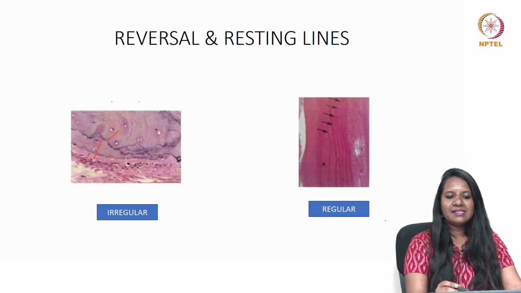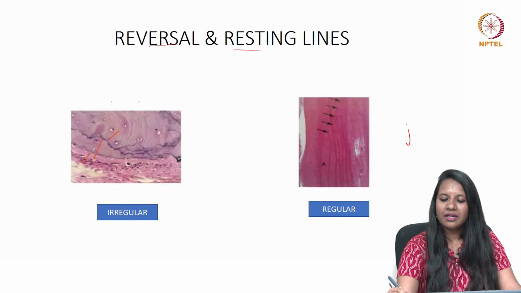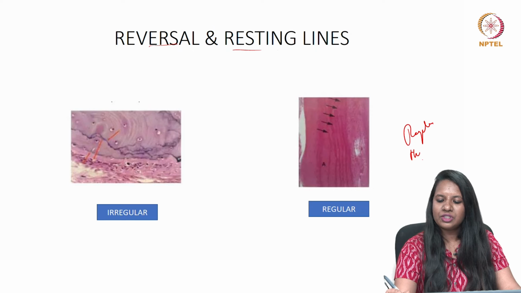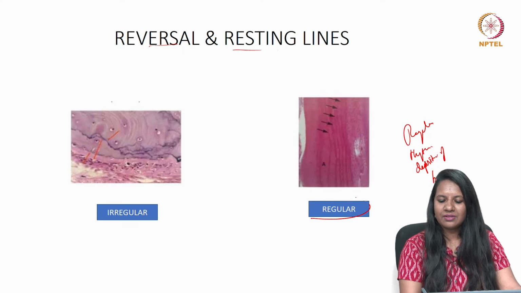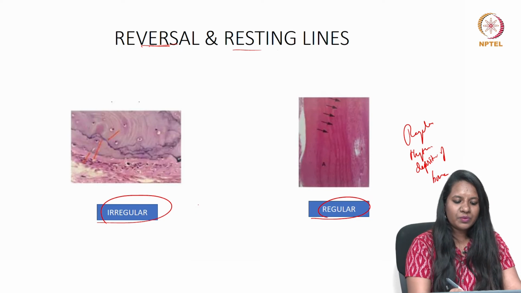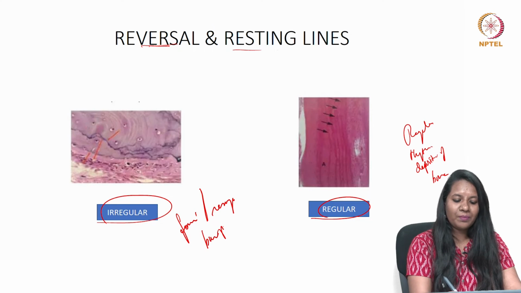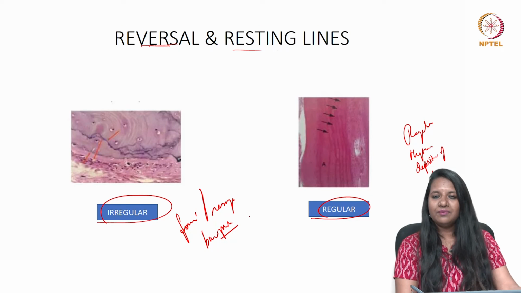So moving to the reversal and resting line. Resting line is nothing but the incremental line, that is regular rhythmic deposition of bone, hence it is regular. Whereas irregular is the reversal line, which depicts the clear distinction between formation and resorption, and it is also basophilic. So when we view it under the microscope, we can clearly find the difference between the reversal and the resting line.